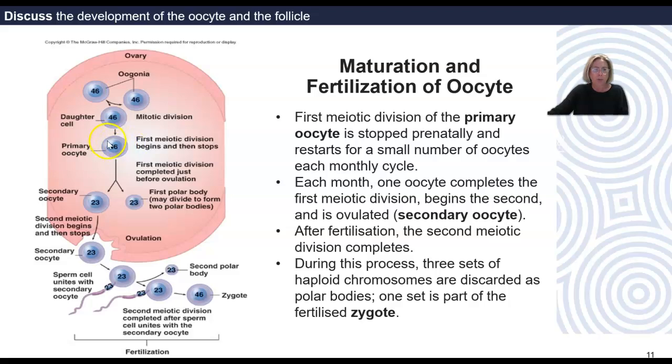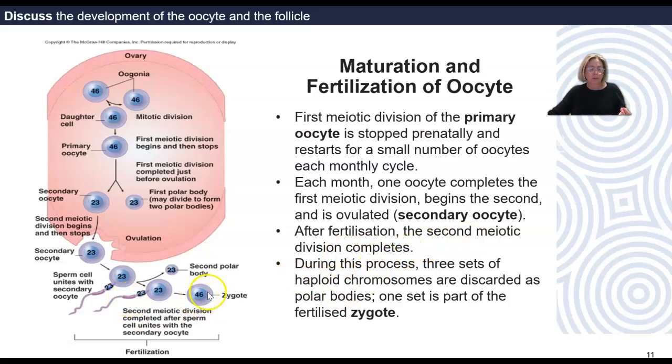Now the primary oocyte begins the first meiotic division, which is stopped prenatally, and then it only restarts for a small number of oocytes each monthly cycle when a female reaches puberty. So each month, one oocyte completes the first meiotic division, begins the second, and is ovulated. So it's ovulated here as this secondary oocyte. Okay, you can see it contains the haploid number of chromosomes. Now it will only complete this second phase of meiosis if fertilization occurs. So after fertilization, the second meiotic division completes.